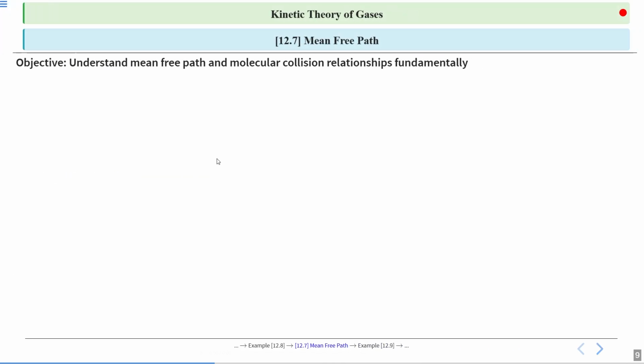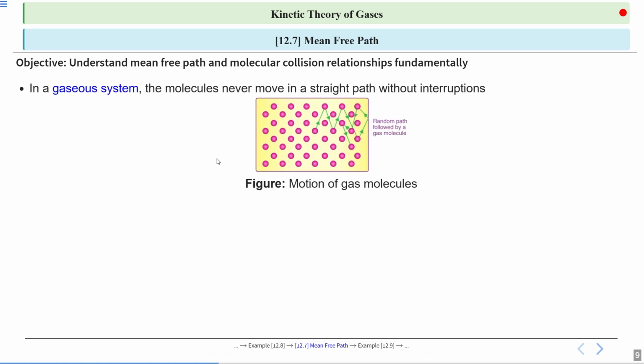Now we are focusing on the concept of mean free path and molecular collisions. Here we will understand the mean free path and molecular collision relationship fundamentally. So let's start by considering the motion of gas molecules. As we know, in a gaseous system, molecules don't move in a straight line without interruptions.